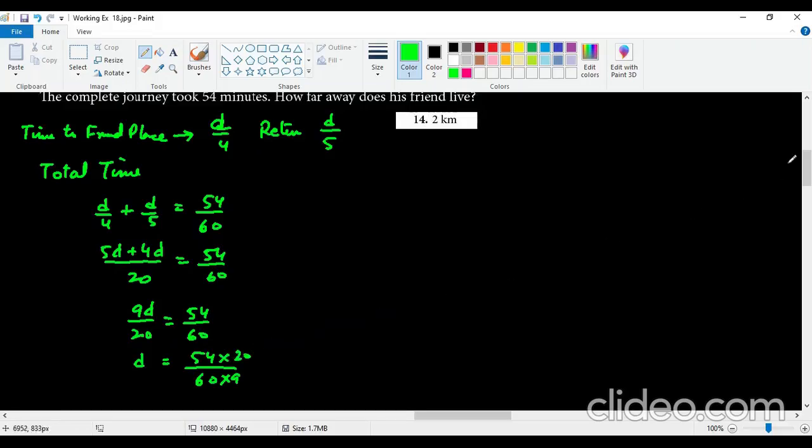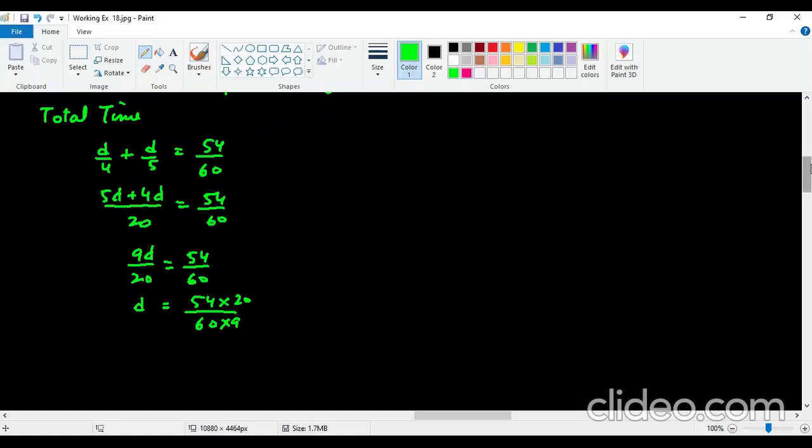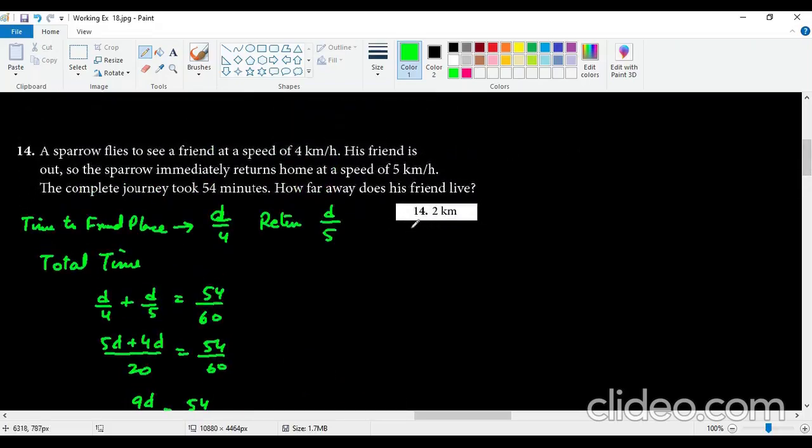So when simplified, d is going to be, when we cancel this 0 with this 0, we'll have 54 times 2 and 6 times 9, which is 54. 54 times 2, and this gives us 54. These two are cancelled, so d is going to be 2. So the answer for this question is 2 kilometers.